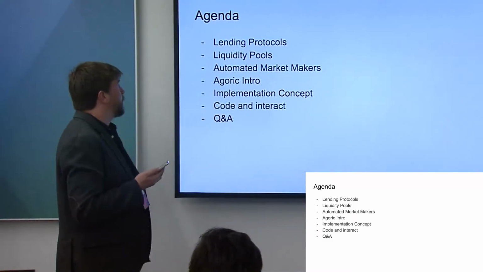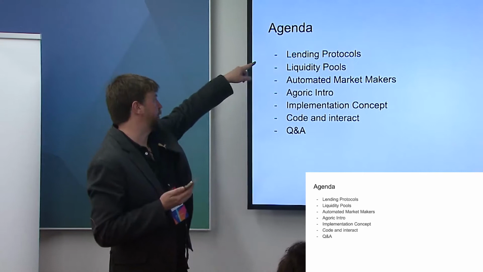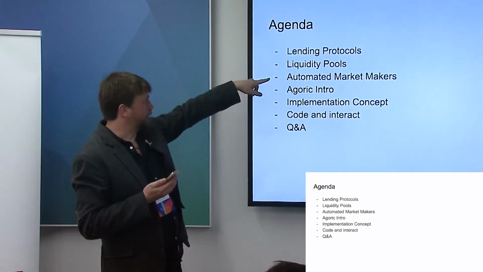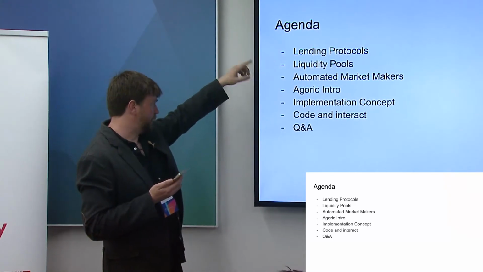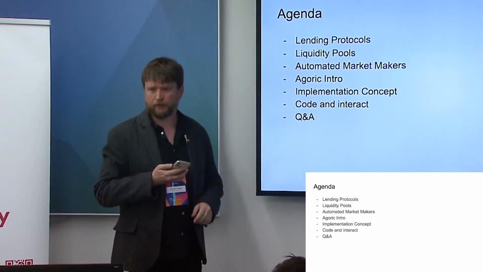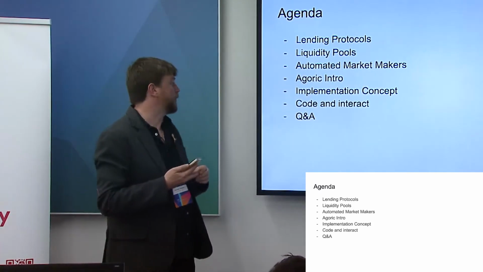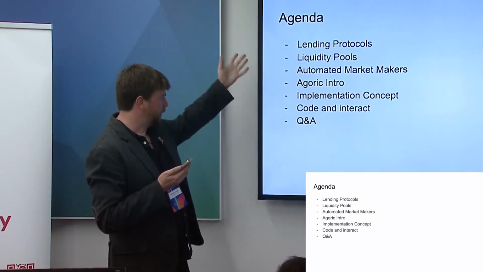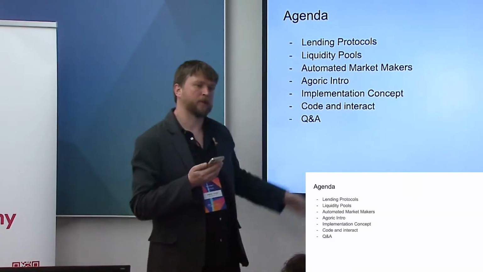Moving on to the agenda, we're going to touch on lending protocol basics, liquidity pools and what they are and what they're used for. Automated market makers, just a tiny introduction. Then we're going to switch to what's special about Agoric, in terms of vocabulary and how Agoric structures things. Then a conceptual diagram of the implementation, and then we're actually going to dive deep into the code.